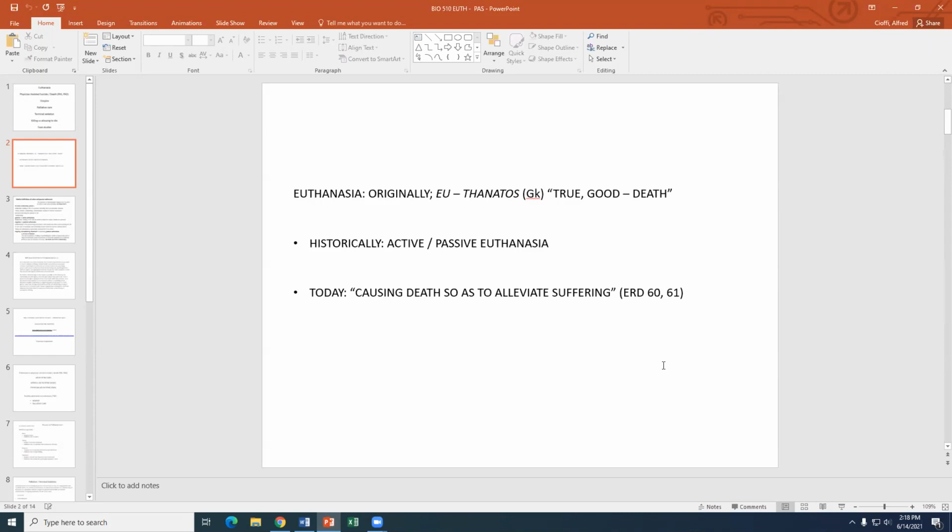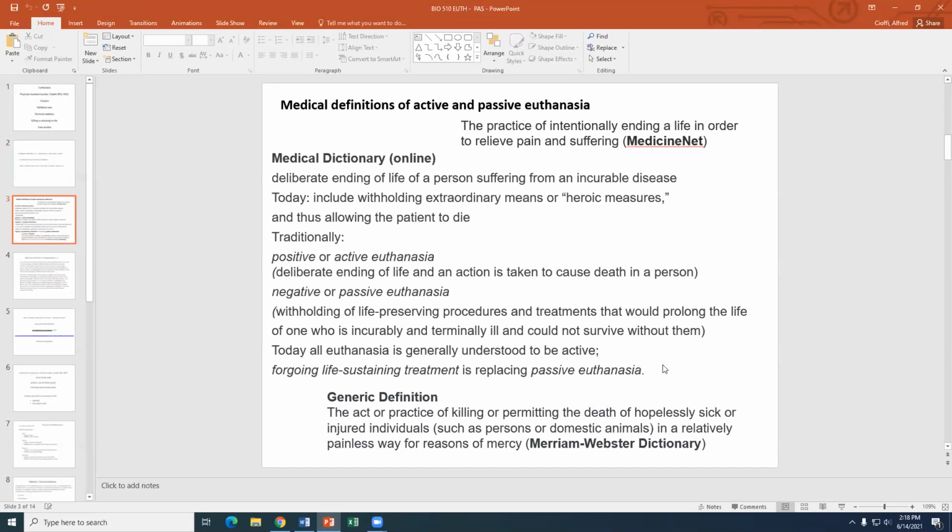There are a couple of ERDs that we're going to take a look at, but before going there, just looking at some definitions that are available for medicine, and then a broader definition just from Webster's dictionary. Medicine Net, for example, the practice of intentionally ending a life in order to relieve pain and suffering. So the relief of pain and suffering is the intention, right?